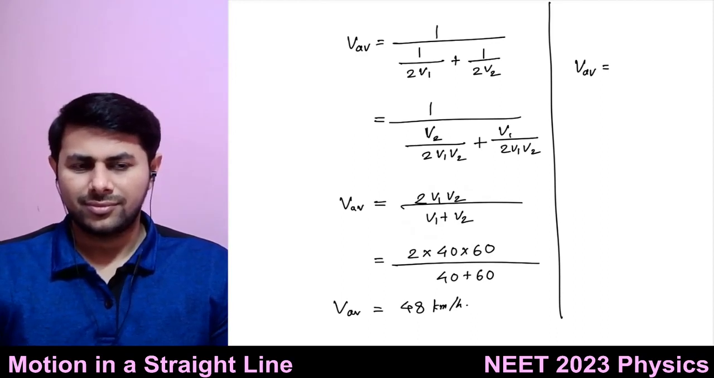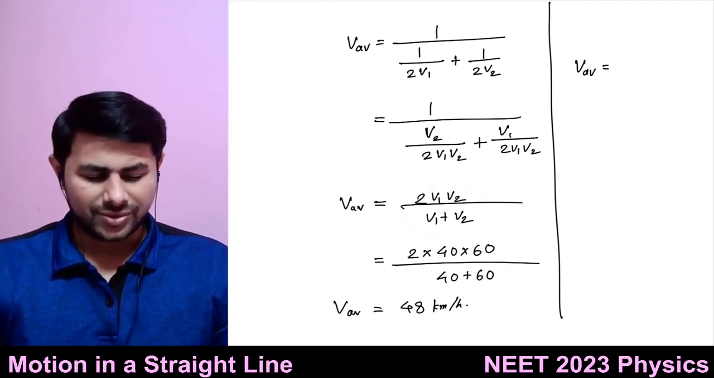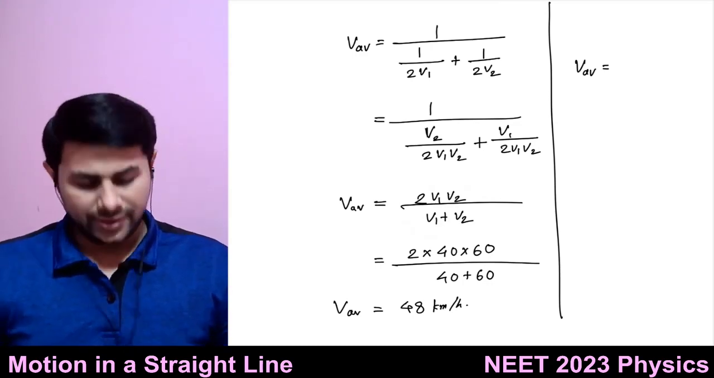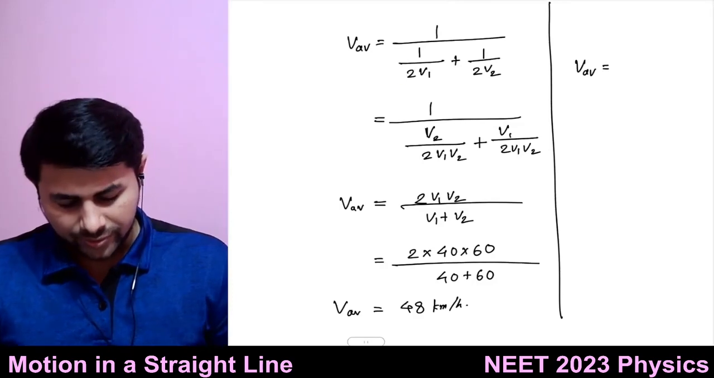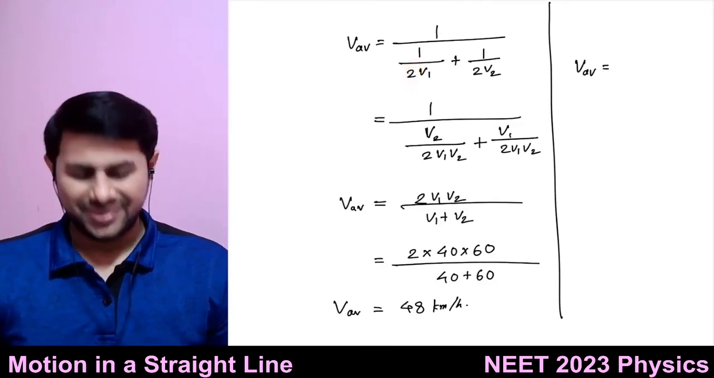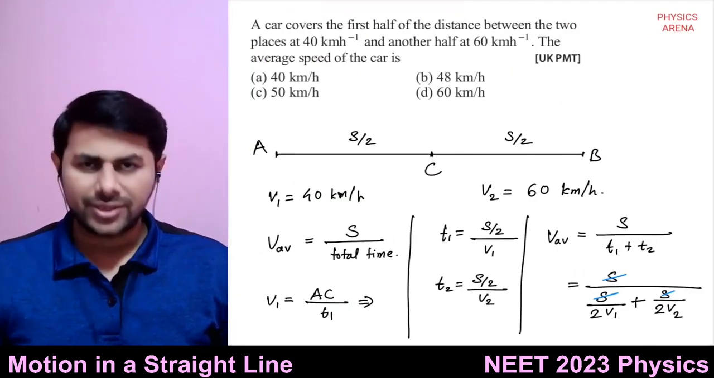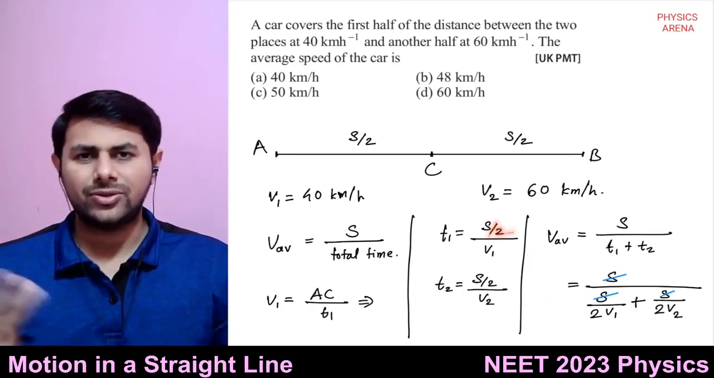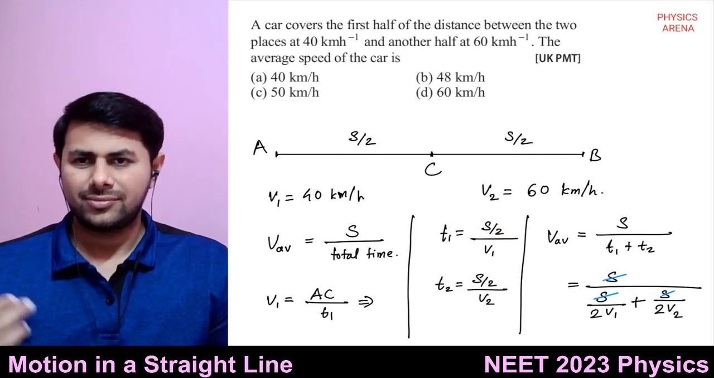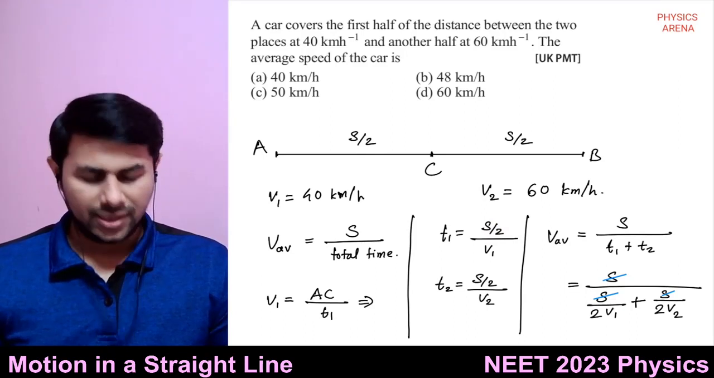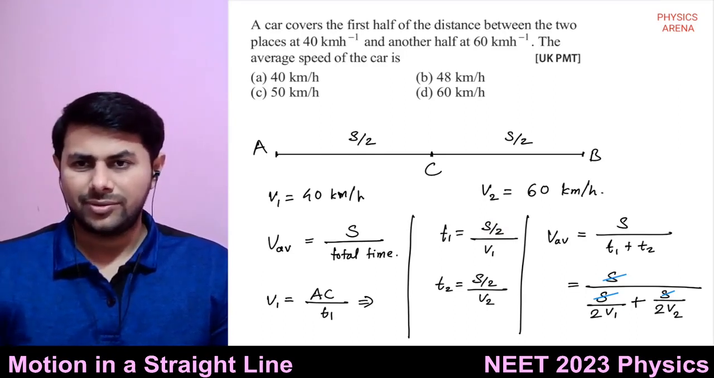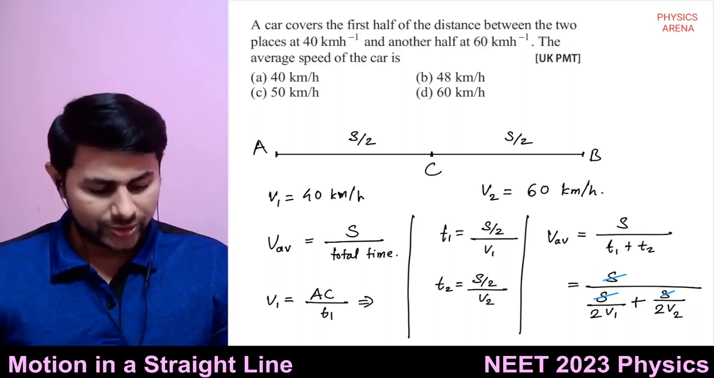Is it 2v1 v2 v3 upon v1 plus v2 plus v3? No, no. Okay, see, then in that case there won't be this 2. You will not have 2 because it is divided in 3 parts. So in place of 2 you will have 3. Yes or no? Yes, sir. Okay, if it is divided in 4 parts, then you will have 4. There will be 4 velocities.